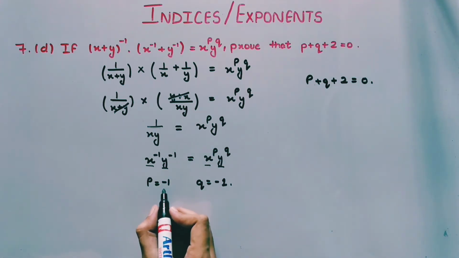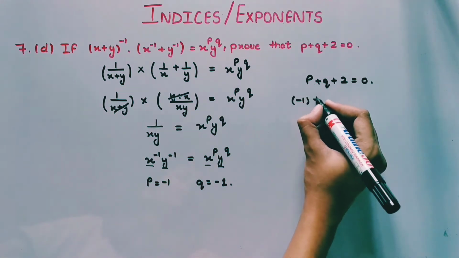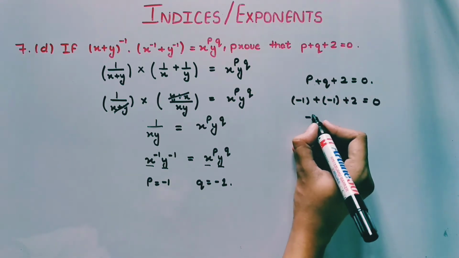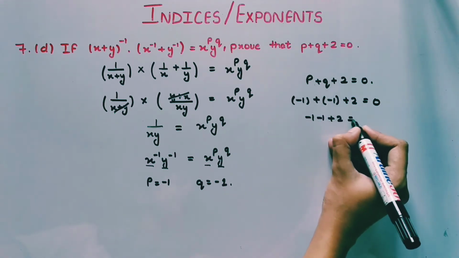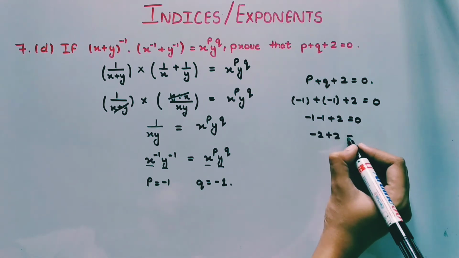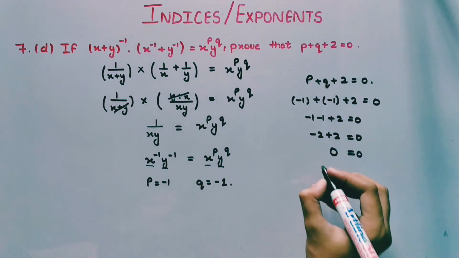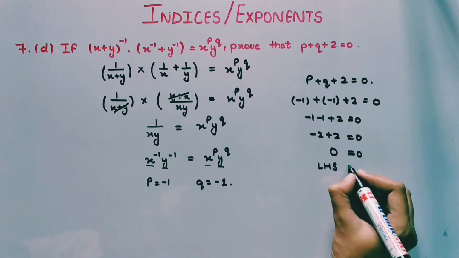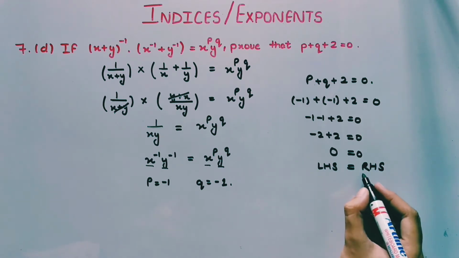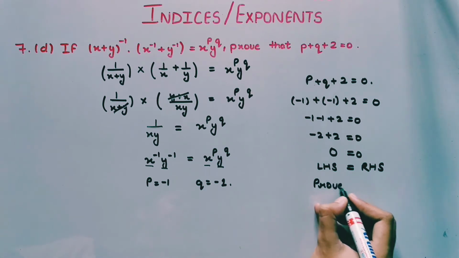We have the value of p as minus 1, the value of q as minus 1. Minus 1 plus minus 1 plus 2 is equal to 0. Minus 1 minus 1 plus 2 is equal to 0. Minus 2 plus 2 is 0, that is equal to 0. Hence here the left hand side is equal to the right hand side. This means if the right hand side and left hand side are equal, hence we have proved it.